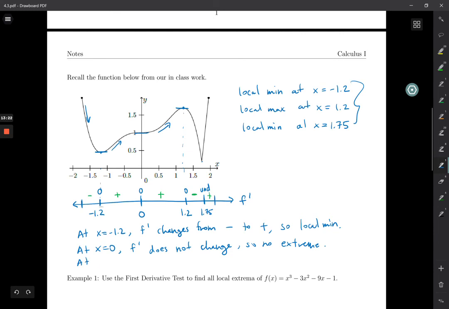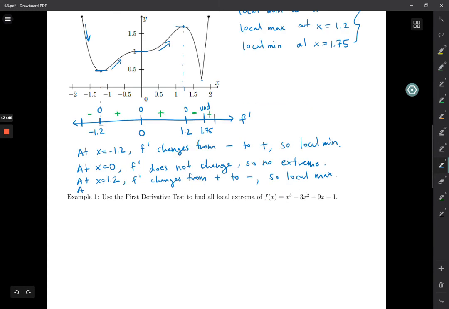Next we have x equals 1.2. F prime changes from, let's see, we're here at 1.2, so it goes from positive to negative, and so that's going to correspond to a local max. And then finally, let's squeeze this in here. The last point was 1.75. F prime changes from negative to positive, so I'm just looking at this part of my chart, or this is my number line.